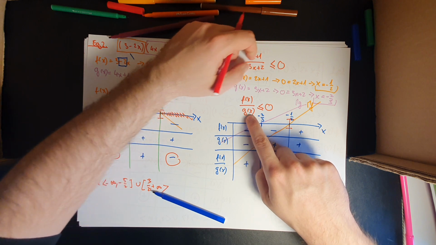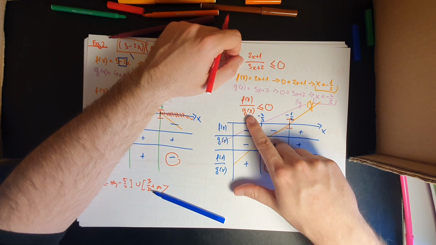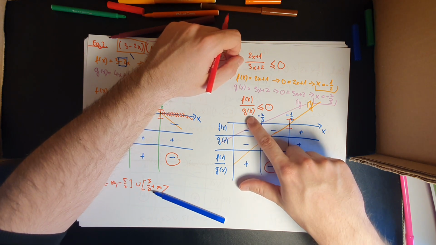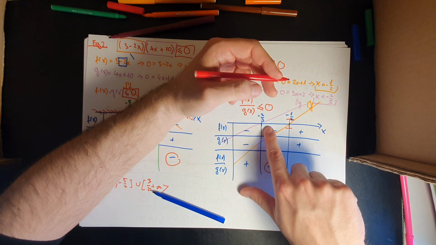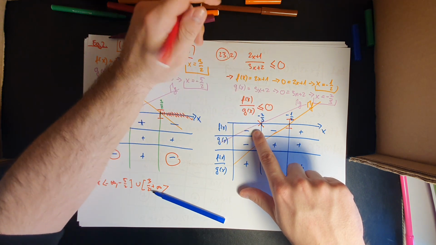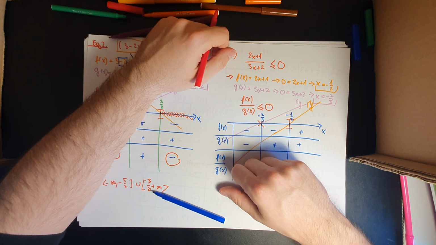Well, can the g of x values ever be equal to 0? They cannot, because we cannot divide by 0. That's why the x-intercept for the g function is not going to be included.